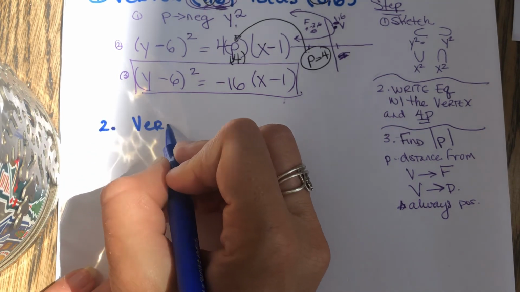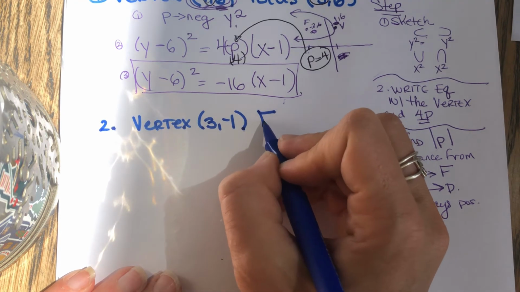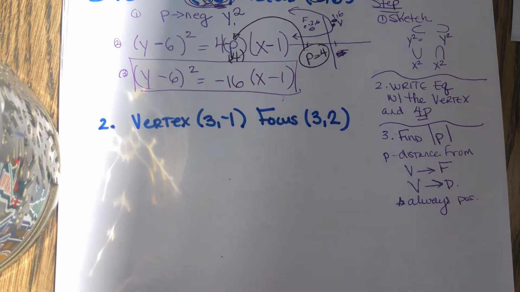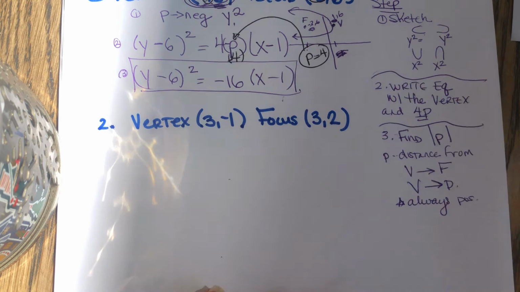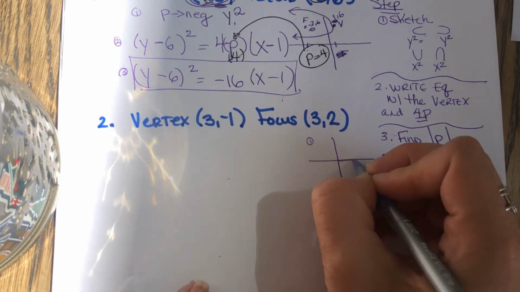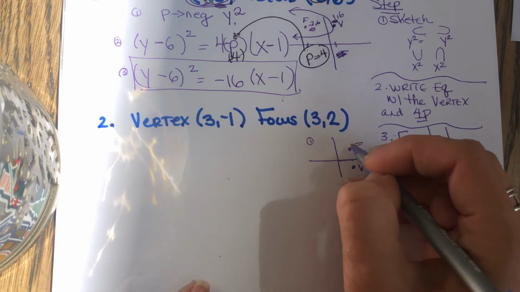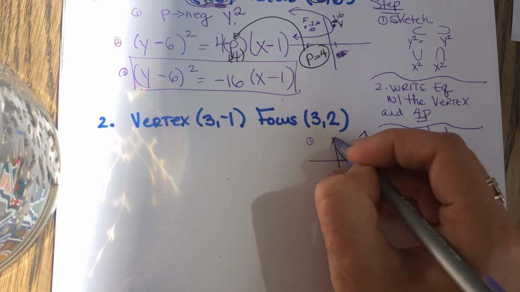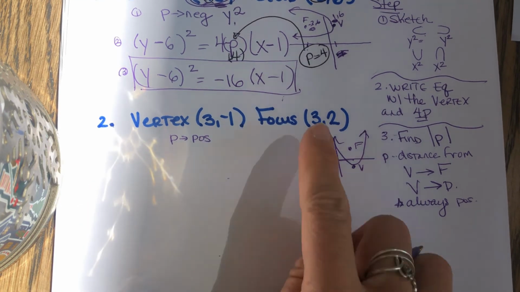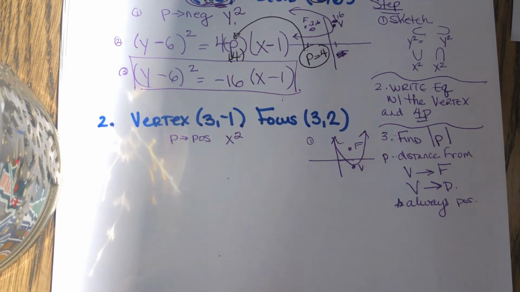I'm going to say your vertex is (3, -1), focus is at (3, 2). All right, so step 1, if you have your notes, here we go. We're going to sketch the vertex (3, -1) and the focus (3, 2). First of all, we should realize that p is positive. And if you're going up, you should know it's going to be an x squared.